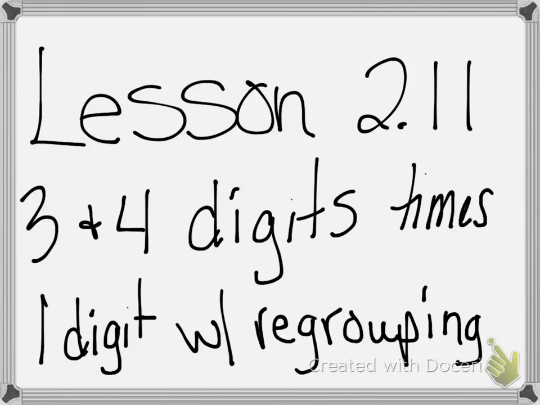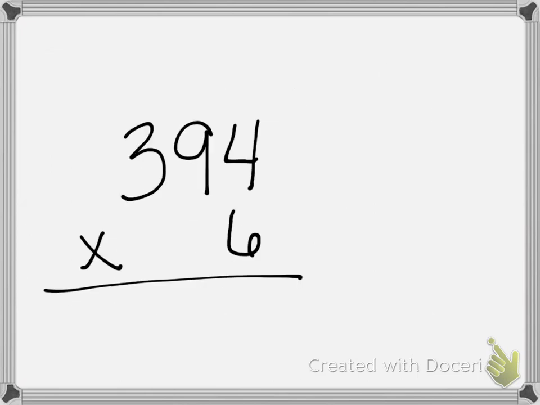Lesson 2.11 is still working with multiplication, but we're going to do 3 and 4 digits times a 1-digit number with regrouping. Some of the kids still like to use their area models or boxes because visually that makes sense to them, which is totally fine. But this is just a strategy, and again, this is just like we were taught growing up, and it's less steps as we go. So your first example here is 394 times 6.